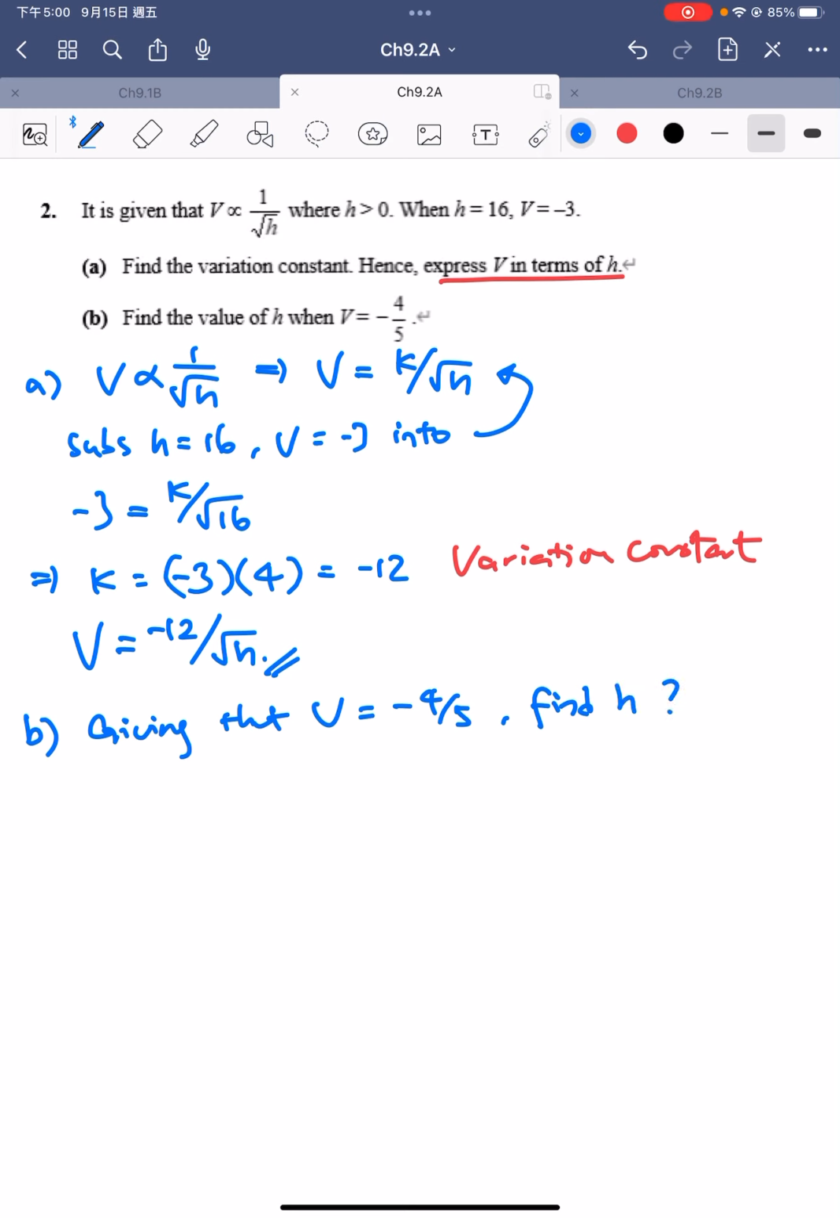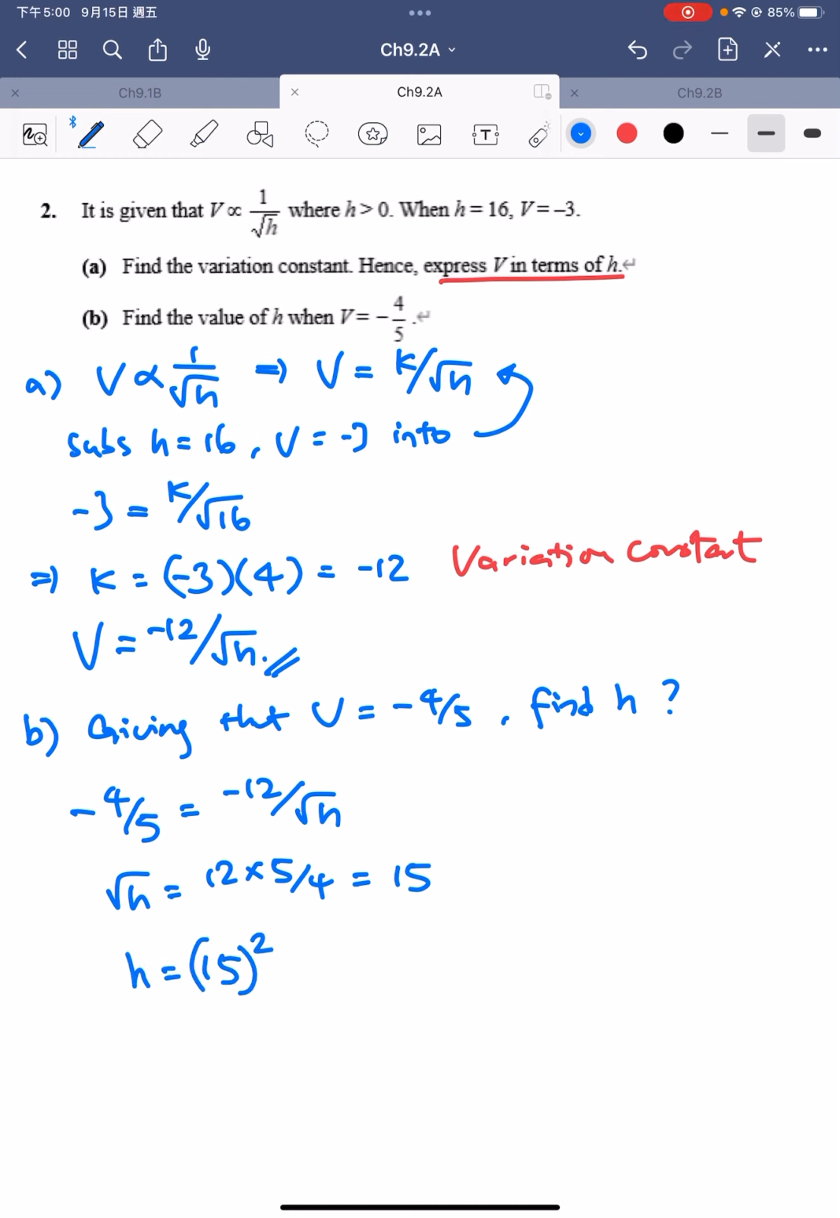So now we can substitute v equal to negative 4 over 5 into this equation, then we have negative 4 over 5 is equal to negative 12 divided by the square root of h. Then if we rearrange it, the square root of h is going to be equal to 12 times 5 divided by 4. Then this is equal to 15. So h is equal to 15 squared.